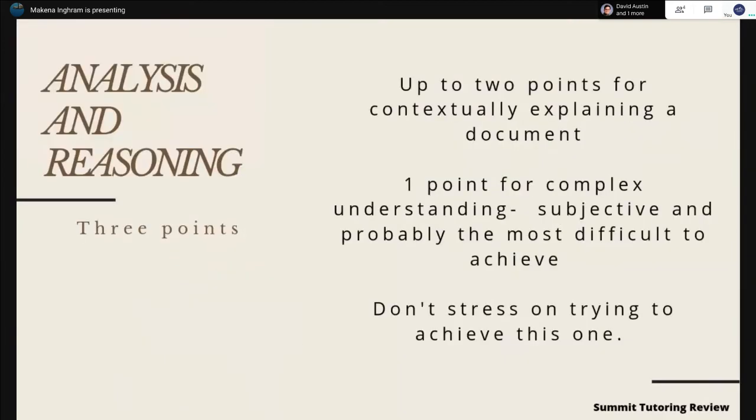Analysis and reasoning are the last 3 points on this year's rubric. You can get up to 2 points for contextually explaining a document, which in this way, you'd want to think about as the 5 W's. You have your who, what, when, where, and why.